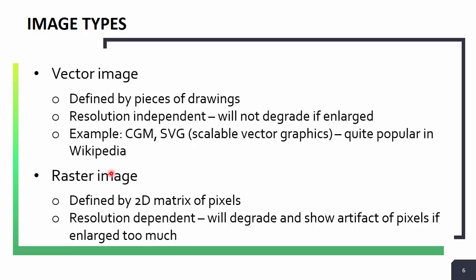The one that we are going to work in our class is raster image. It is actually a 2D matrix of pixel. There will be pixels arranged horizontally and then repeated vertically. That will make up the image that we want. Because of that, it is resolution dependent. If we enlarge the image too much until the pixel shows up, that is what you call the artifact of the image. So in that case, we say that it is resolution dependent.